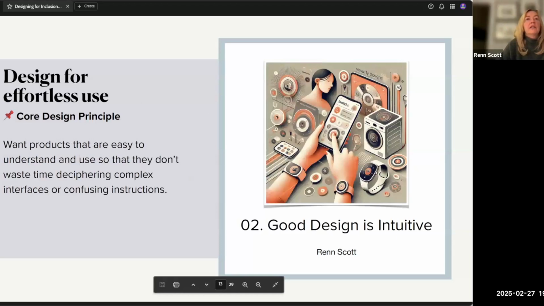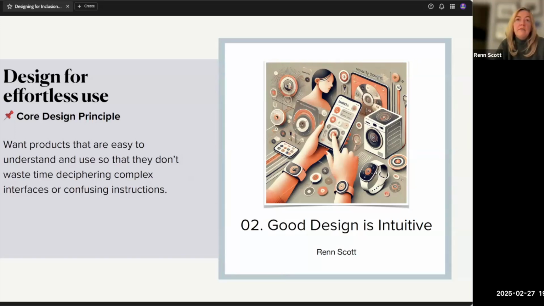All right, next. Good design is intuitive. I've heard from many people I've talked with that they want products that are easy to understand and use, so they don't waste time deciphering complex interfaces or confusing instructions.